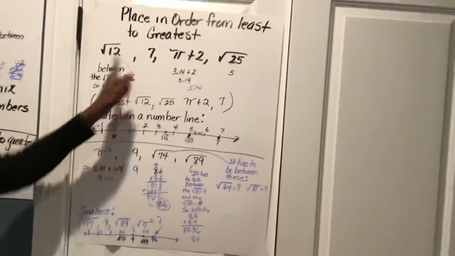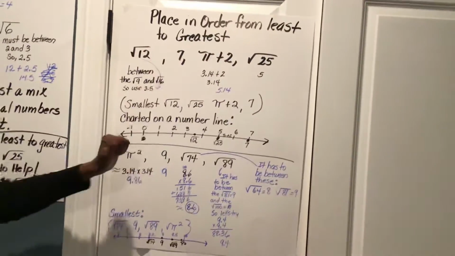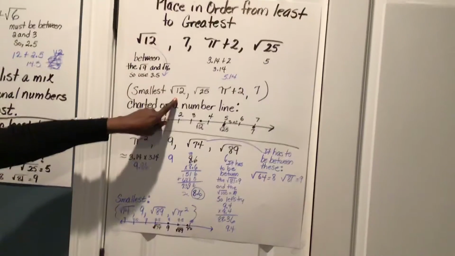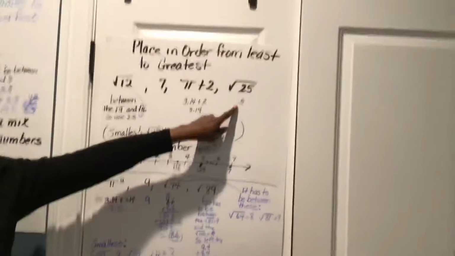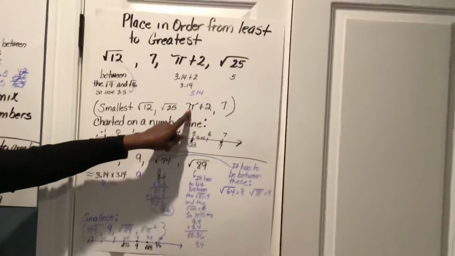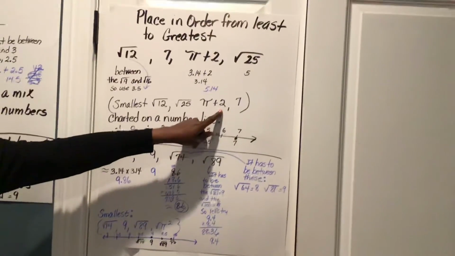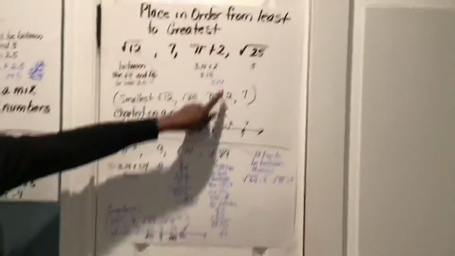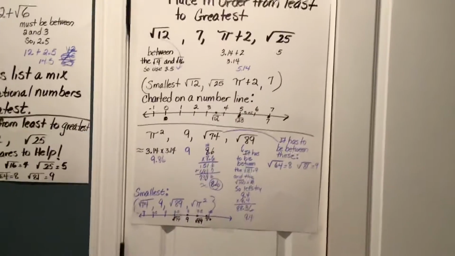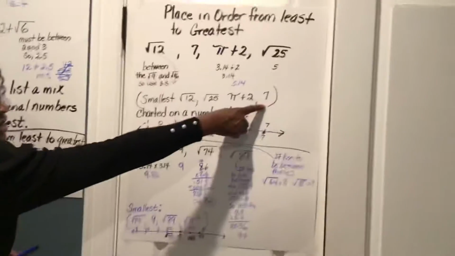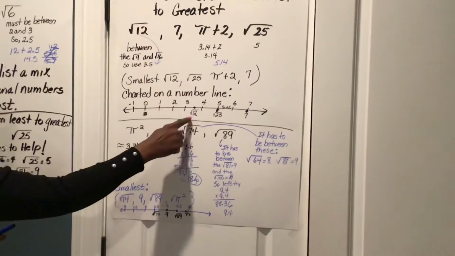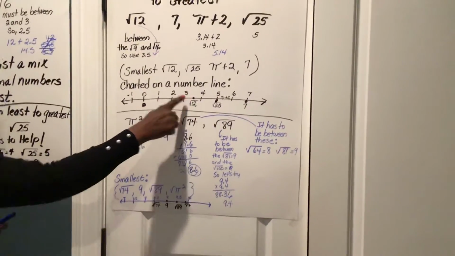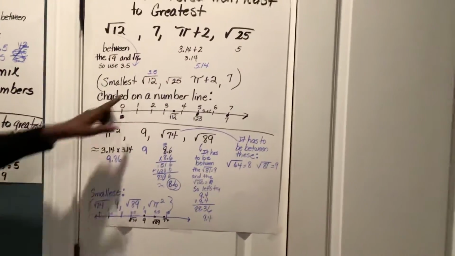So now I've got to figure out how to order these from least to greatest. My smallest number is the square root of 12. Then I'm going to do the square root of 25 because it is 5. Then I have my pi plus 2, which yielded us 5.14. And then I worked my way up to 7. So why is the square root of 12 the smallest, though, and 7 is here, class? Is it 12 that I'm looking at, or the answer to the square root of 12? The square root of 12, which would be 3.5. So we're looking for the answer.